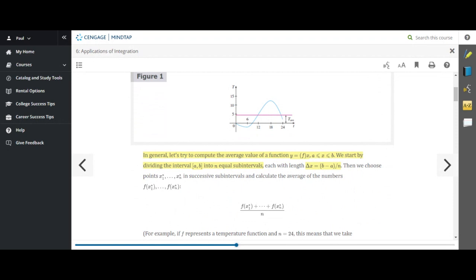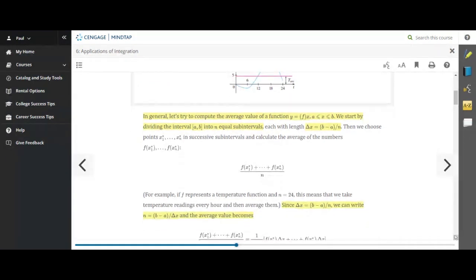Now what we can do is choose points in the intervals and obtain an average of the numbers. So if we pick a number of subintervals, we can take a data point, a time point if we're talking temperature, and then a measurement for each temperature. And we would get what you see here.